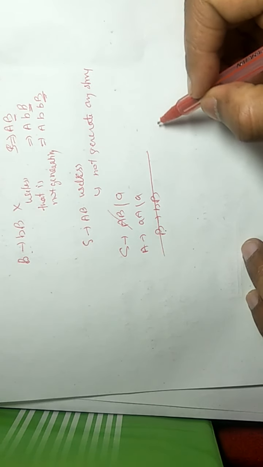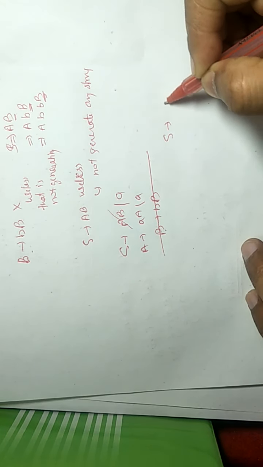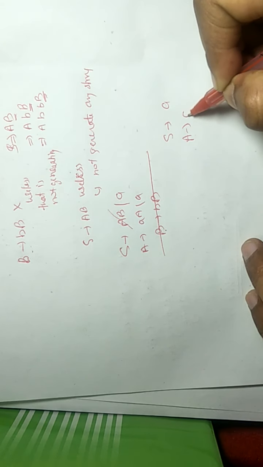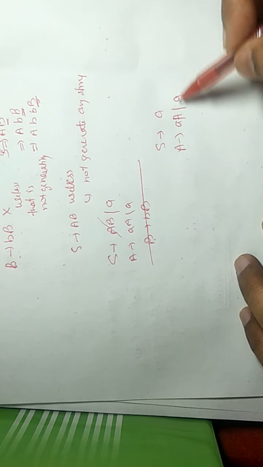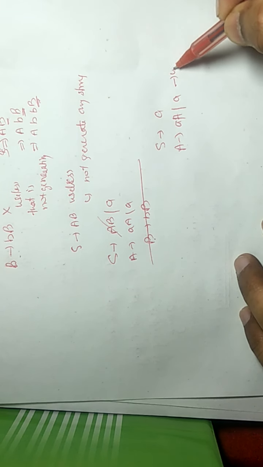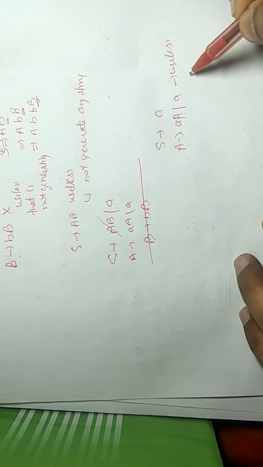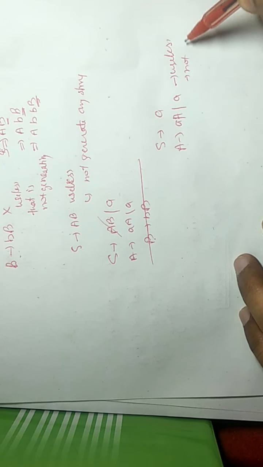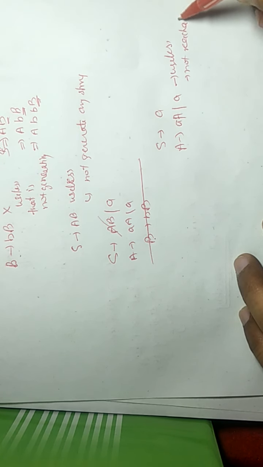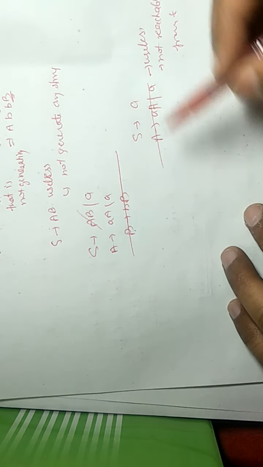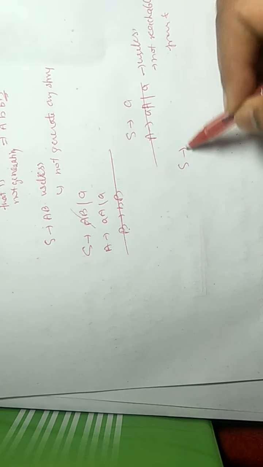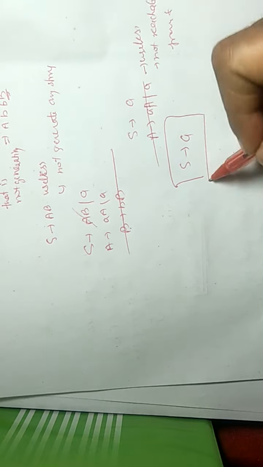Now look at the resulting grammar. S tends to A, A tends to A slash A. Now the production of A is also useless because it is not reachable from S. So I can remove this also. So the resulting grammar will be S tends to A.